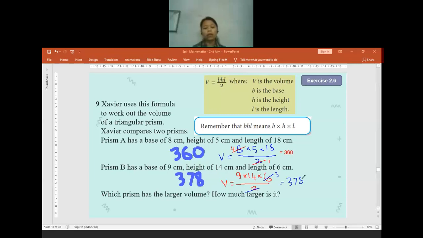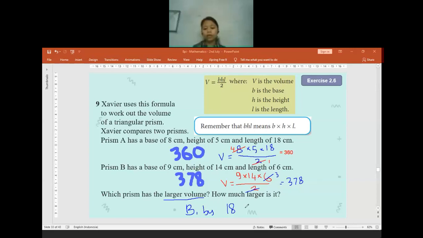So now another question, which prism has the larger volume? A is 360, B is 378. So the one that is larger is prism B. How much larger is it? How much larger is it? By 18 centimeter cube. Okay.